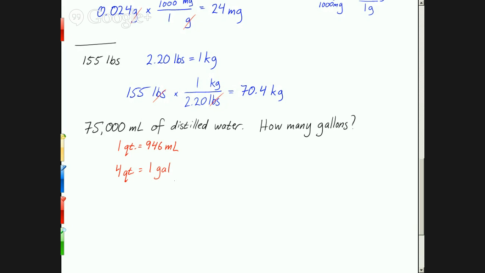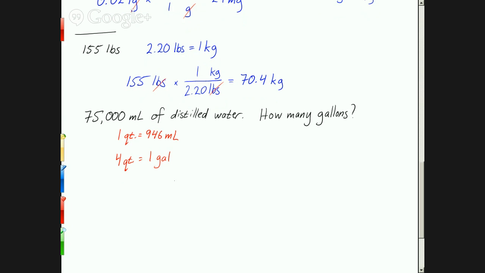And the nice thing about this system with the unit cancellation is you can actually set it all up in one big line and then do the calculation all together. So see if you can set that up. I'll give you a couple minutes to work on it, and we'll see what everybody comes up with.